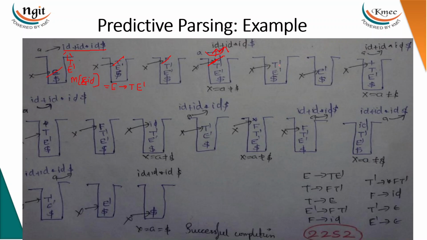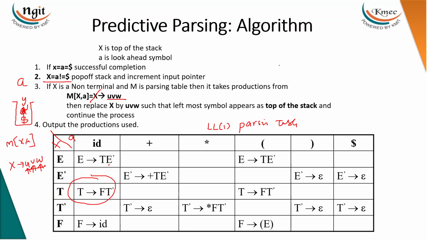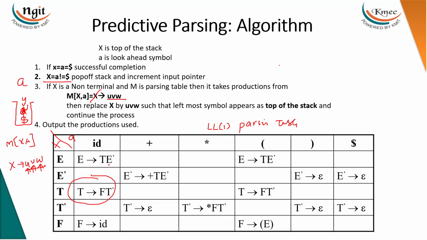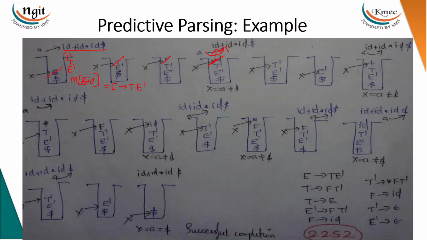T', a, what we got? So T', a, right? a means what it is, plus, sorry, a means plus. T', plus, what is it? Epsilon. So you have to replace the T' with the epsilon. Then I got E', $.